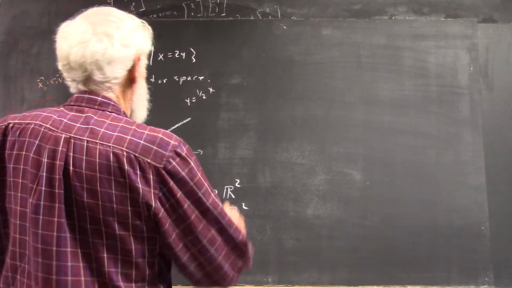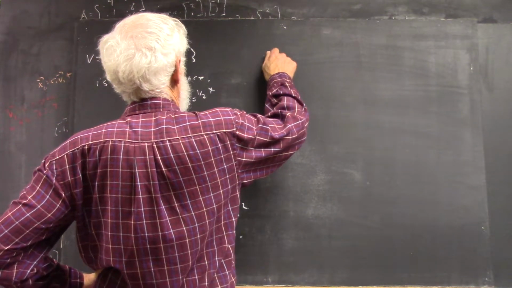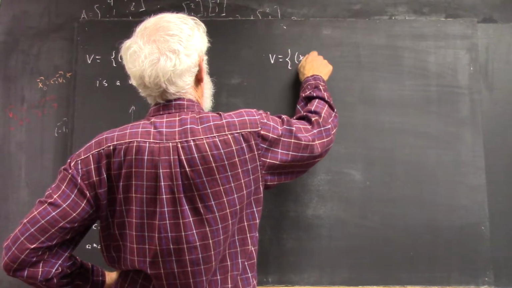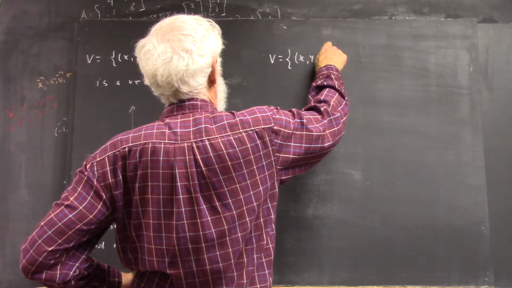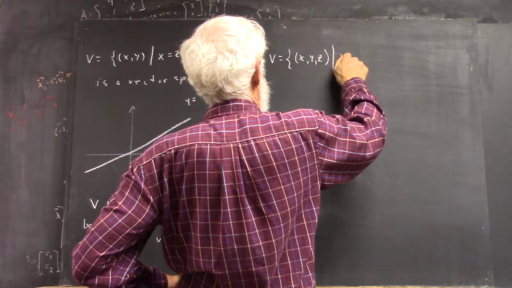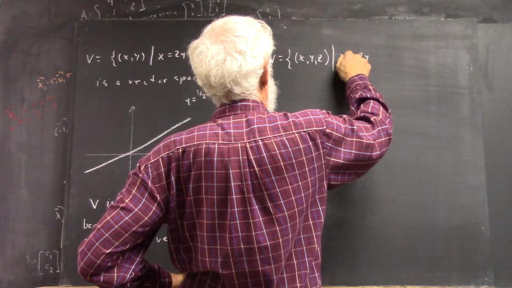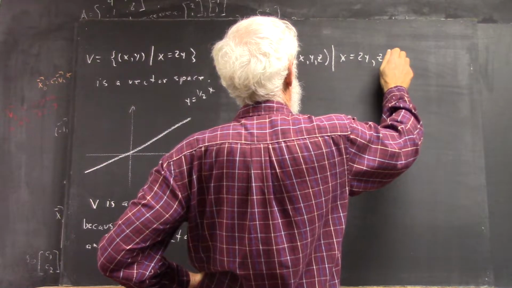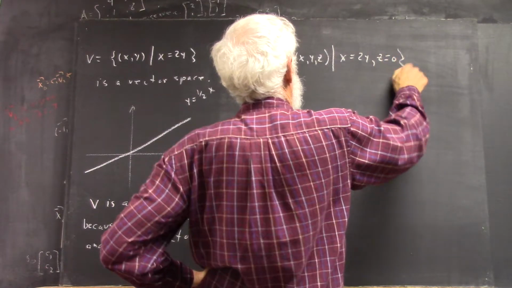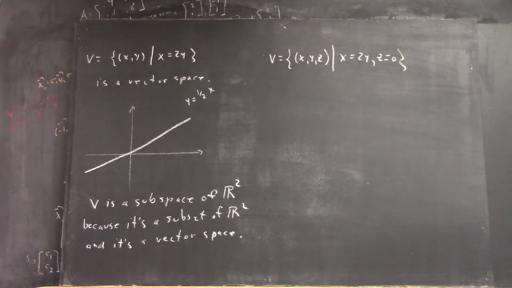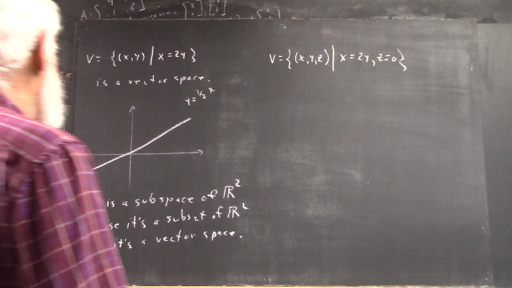Okay, well, let me just give you flavor. Okay, V equals the set of X, Y, Z, such that X equals 2Y, and Z equals 0. Now that's in three-dimensional space, right? So how do you visualize that?